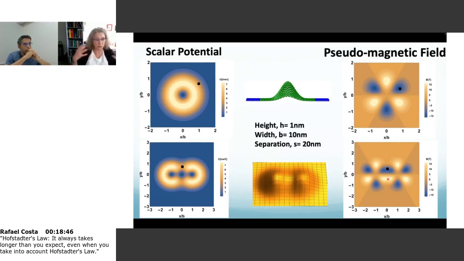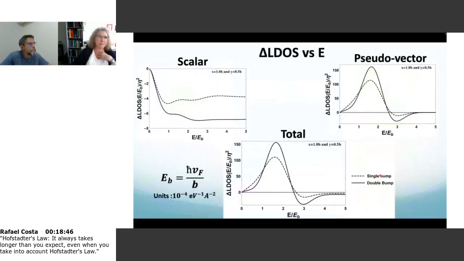Okay, so you expect now that when you start putting things together, the action doesn't happen in the isolated lobes, but will start happening in the overlap regions, and they will play the main role here. So again, some idea of how the local density of state changes when we go from one deformation to two. The dotted line here represents one deformation. The solid line is two deformations.